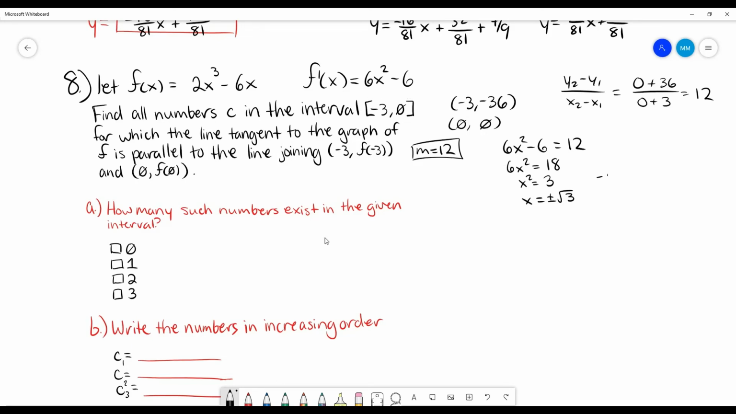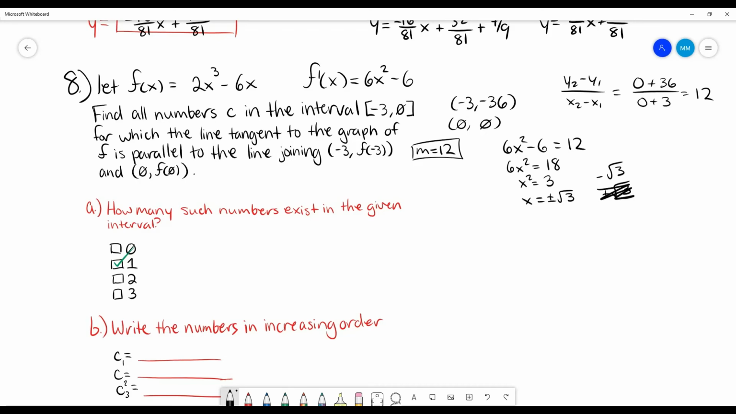I know that a negative square root of 3 is going to be in that interval because it's going to be less than 2, greater than 1. And it's negative, so it's going to be between here. But a positive square root of 3 is going to be less than 2, greater than 1, and greater than 0 because of that. So only one of these is within our interval. So our answer over here is going to be 1.